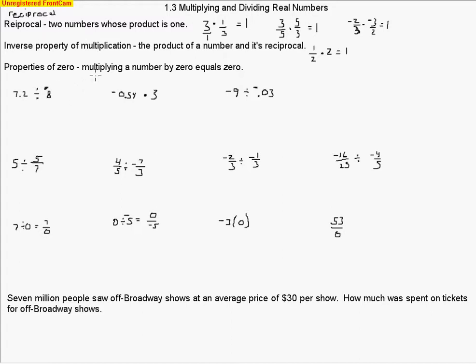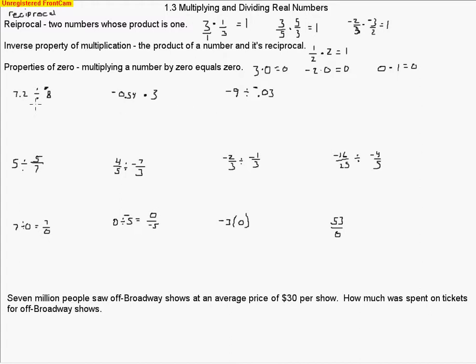And properties of 0. Well, whenever you're multiplying a number by 0, it equals 0. We'll see that in action. So if you take 3, times it by 0, you're going to get 0. If you take negative 2, you times it by 0, you're going to end up with 0. And so you could even put 0 first. 0 times 1 is going to end up being 0.